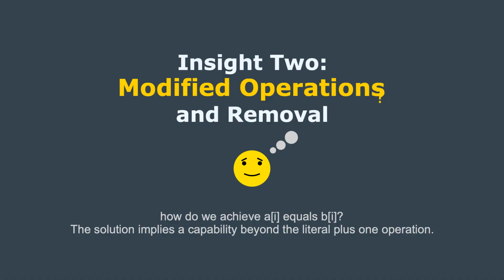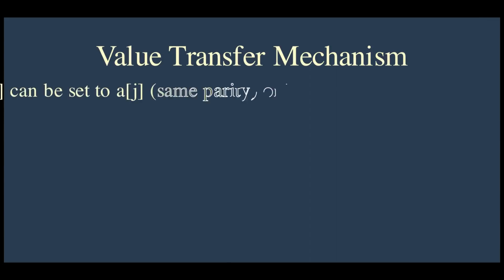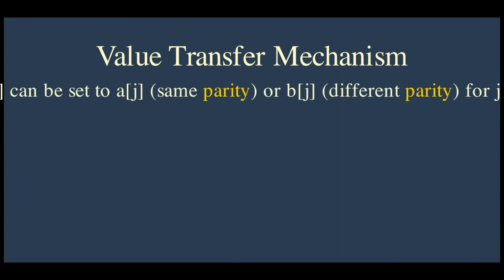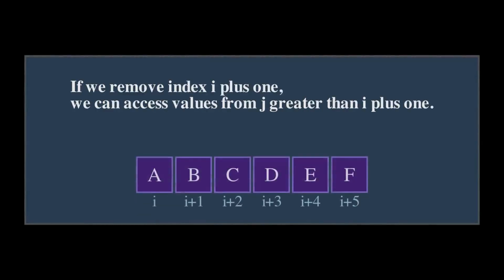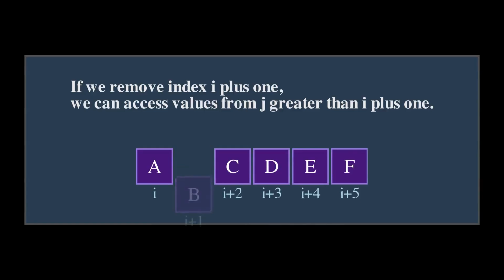The solution implies a capability beyond the literal plus 1 operation. It describes a form of value transfer mechanism. a_i can be set to any a_j with same parity or b_j with different parity for j greater than i. A similar rule applies to b_i.